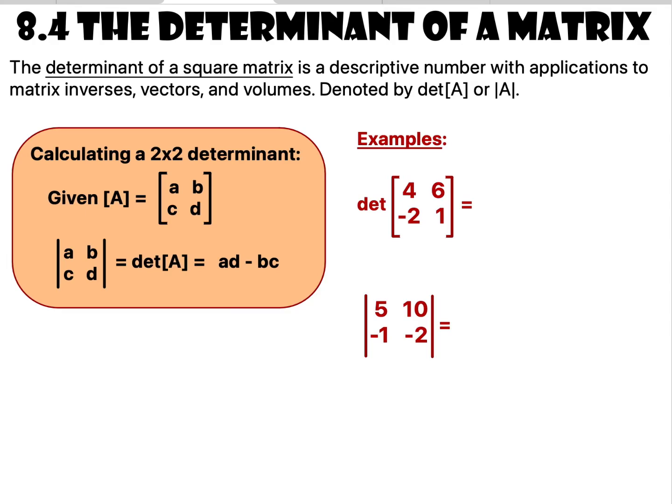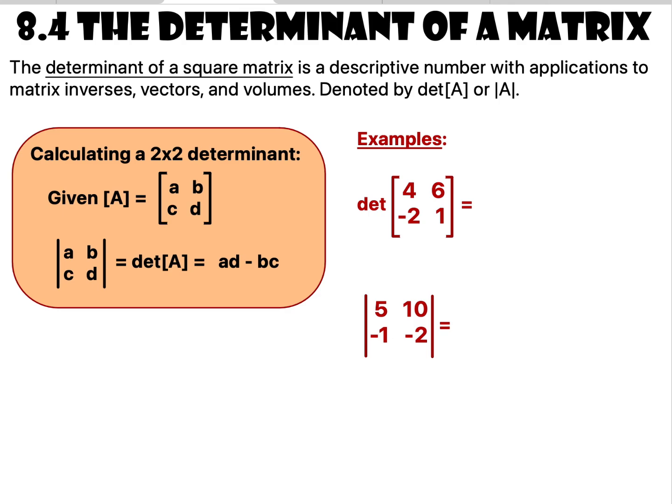Here I am skipping around chapter 8 again. I'm skipping ahead to 8.4, the determinant of a matrix. The determinant of a square matrix is a descriptive number with applications. It kind of feels like the dot product to me. All alone, the dot product was just a number, but then it's used in all kinds of formulas and stuff, right? So we're going to learn how to calculate a determinant today.